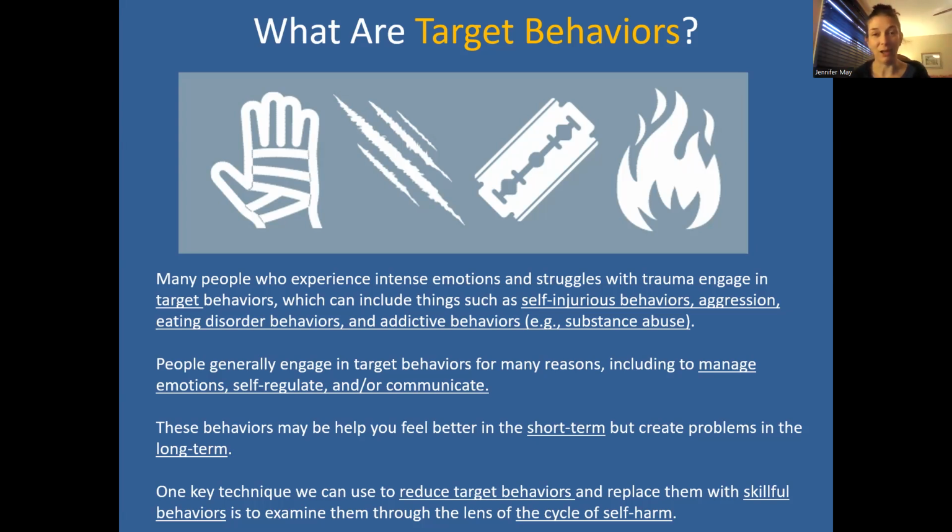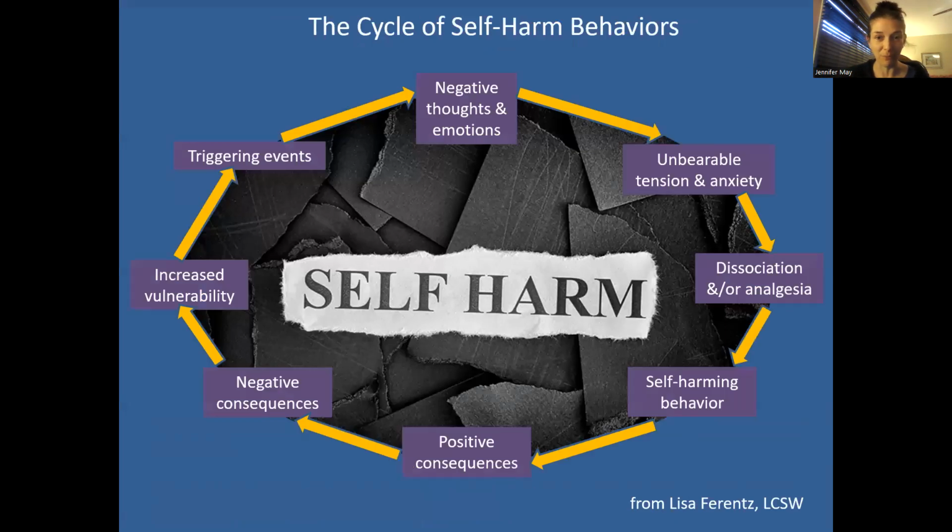So the first step is to understand all about the target behaviors and what leads up to them. One technique we could use is the cycle of self-harm. This is from a social worker named Lisa Ferentz, who's kind of famous. She does a lot of talks, and she has some books, and she has a website, which I'll put in the description of this video so you can look her up. I really like this model because, in my experience working with people that self-injure, it really captures the experience that a lot of people have and the cycle that seems to perpetuate itself.